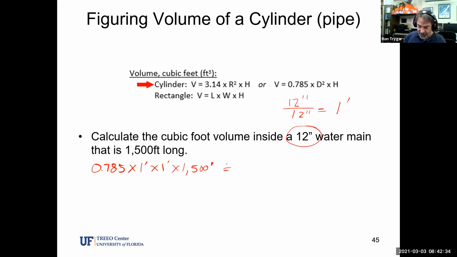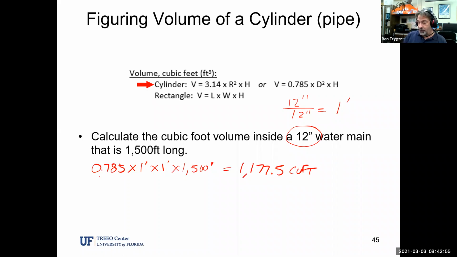So we have 0.785 times 1 times 1 comes to 0.785 times 1,500 feet long. And I have 1,177.5 cubic feet of volume in this case.